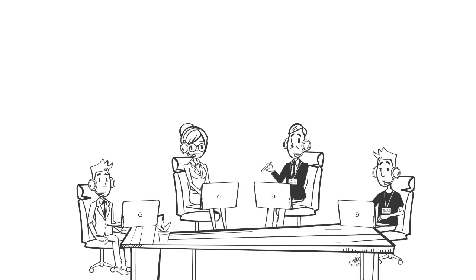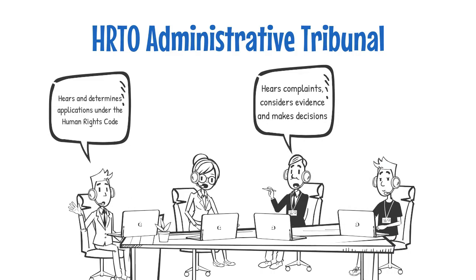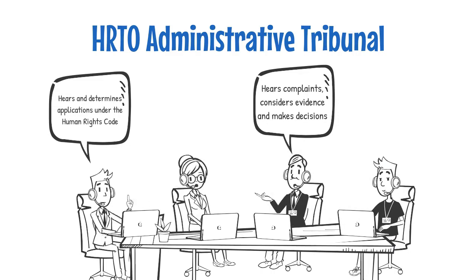The Human Rights Tribunal of Ontario is an administrative tribunal that hears and determines applications brought under the Human Rights Code. The tribunal hears complaints, considers evidence, and makes decisions.